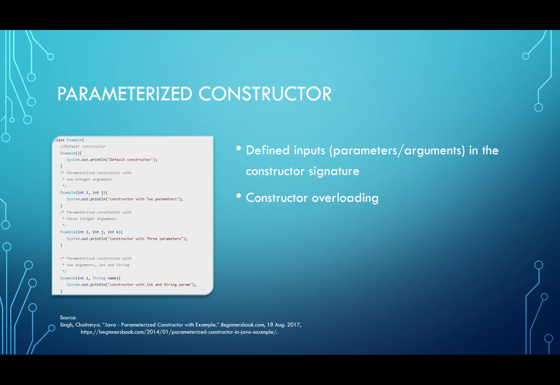So both primitive and non-primitive data types can be passed as parameters to constructors. So you could pass in an int, a string, an array. Remember that.